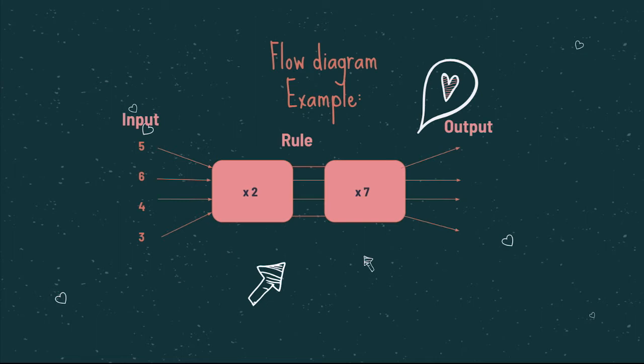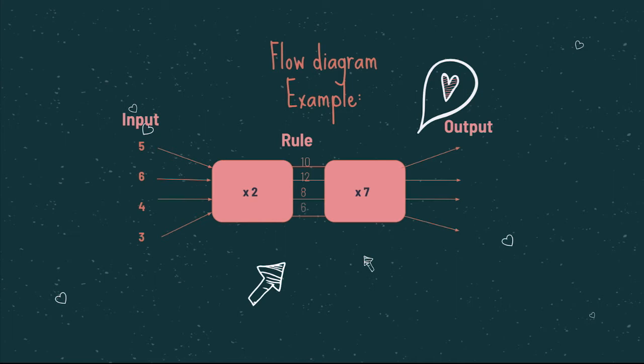So let's firstly do the first rule, which is times by 2. So what is 5 times 2? 5 times 2 gives you the answer of 10. Now we get 6. 6 times 2 gives you the answer of 12. 4 times 2 gives you the answer of 8. And then 3 times 2 gives you the answer of 6.